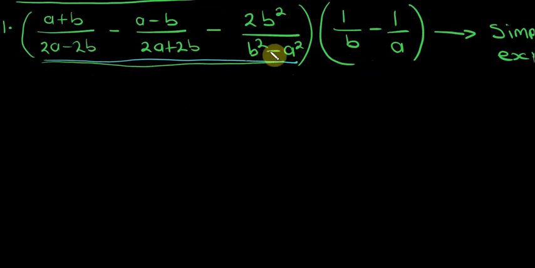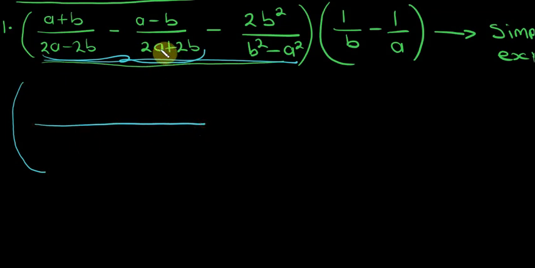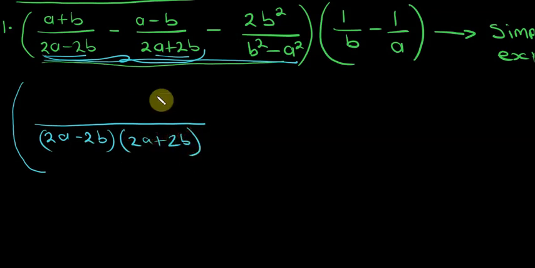So let's write all these as a single fraction. To do that, I'll start off with this one. I'll write those two as a single fraction first. To do that I need the lowest common multiple, in which these denominators, this one and that one, can go without leaving a remainder. So I'll just multiply them with one another. (2a minus 2b)(2a plus 2b). So that's our lowest common multiple, our denominator for the two expressions.